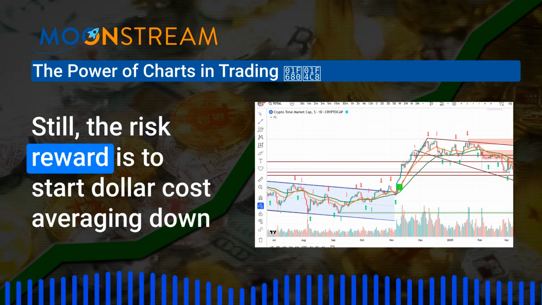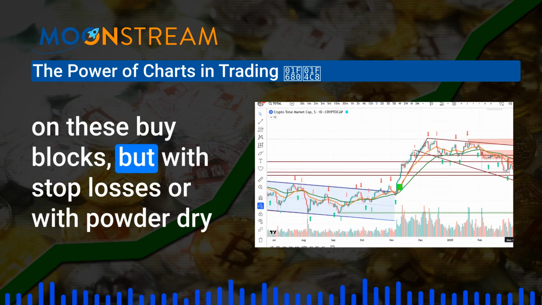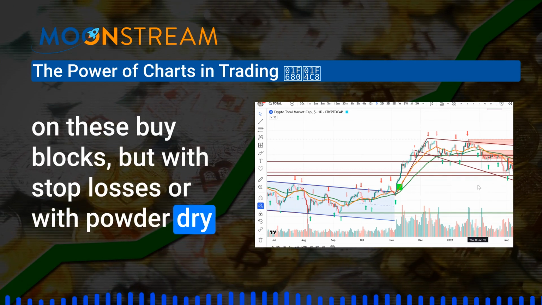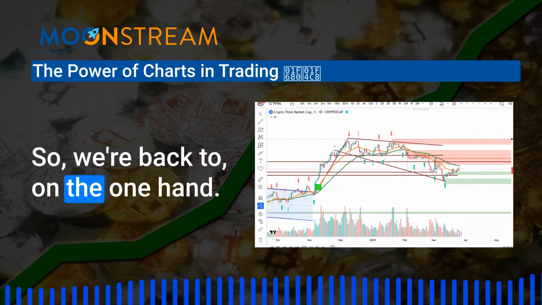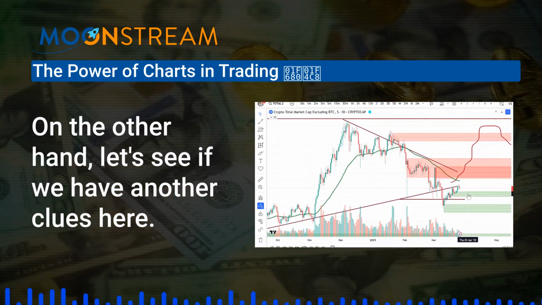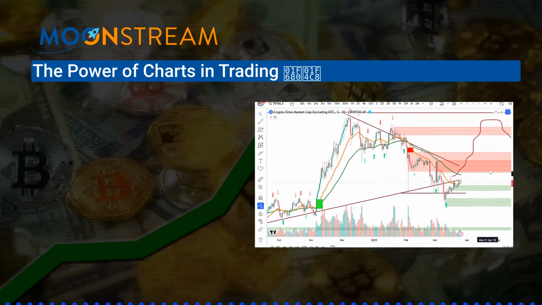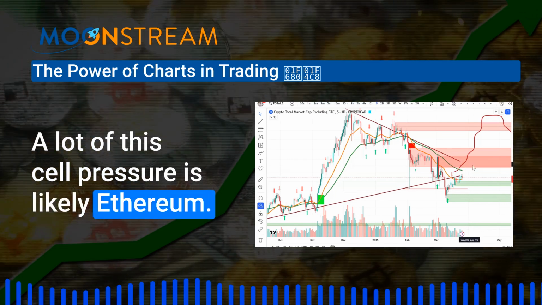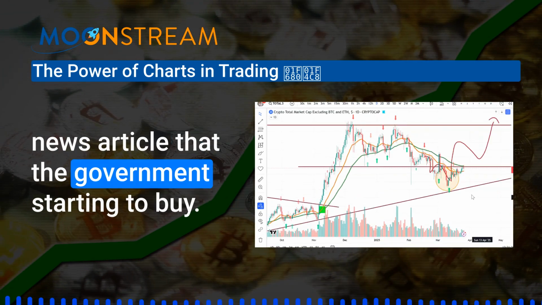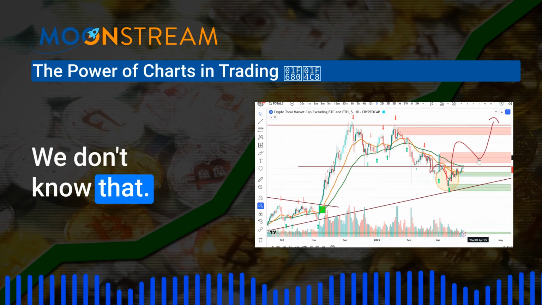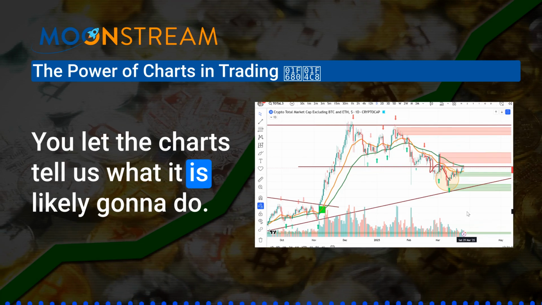Still, the risk reward is to start dollar cost averaging down on these buy blocks, but with stop losses or with powder dry to kind of buy some more on the downside. So we're back to, on the one hand, on the other hand, let's see if we have any other clues here. Now, Ethereum has not been performing well. A lot of this sell pressure is likely Ethereum. You guys may want to hold your ETH. I saw a news article that the government starting to buy a lot of it. We don't know that. We can't confirm that. Let the charts tell us what it is likely going to do.